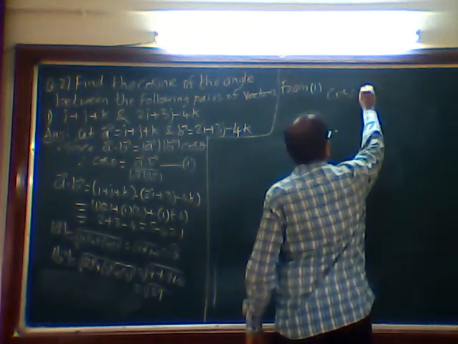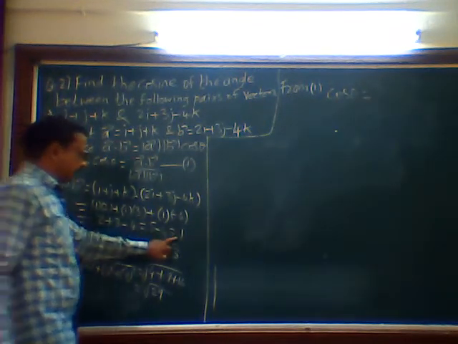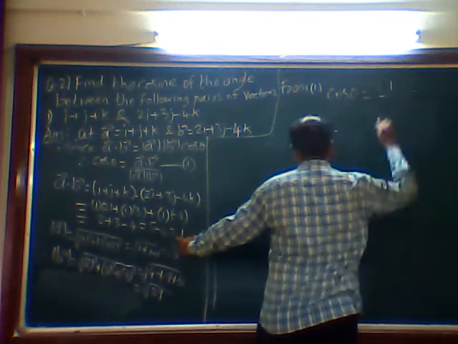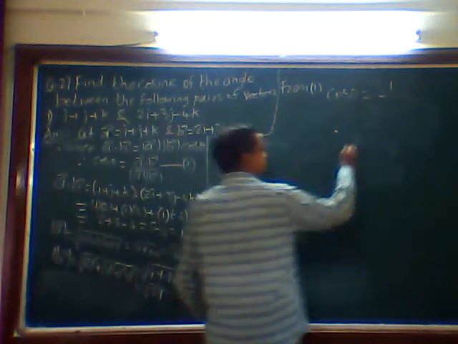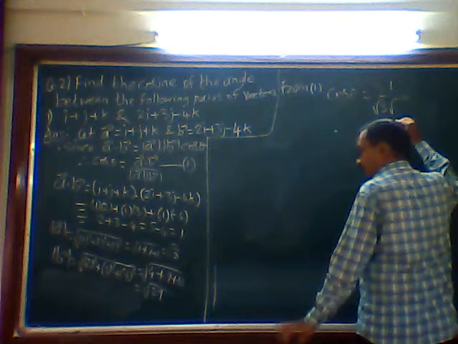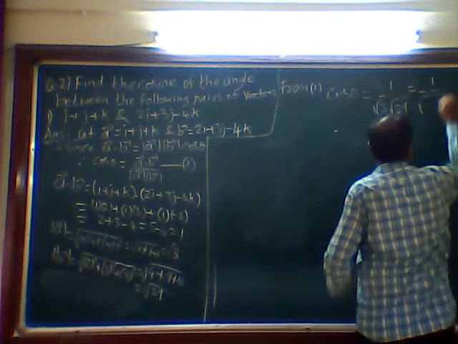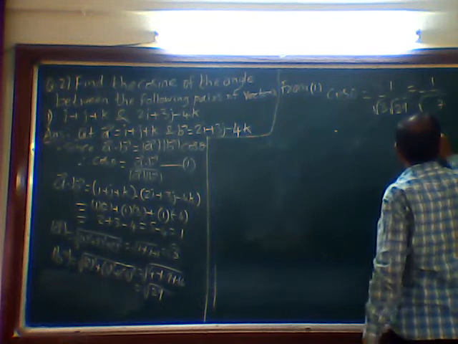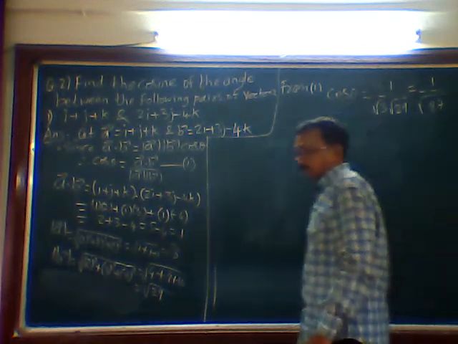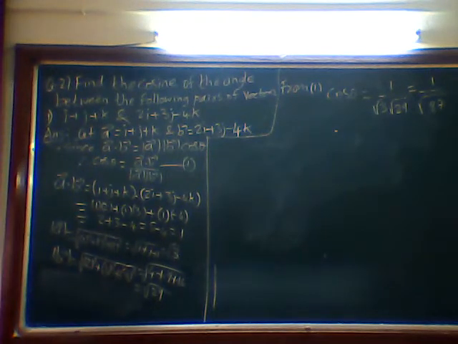From 1, cos theta is equal to a bar dot b bar divided by mod a bar mod b bar. A bar dot b bar is 1. Mod a bar is root 3 and mod b bar is root 29. Multiplying, 3 times 9 is 27, carry 3, 3 times 2 plus... that gives 87. So the cosine of the angle, cos theta, is 1 upon root 87. Got it?